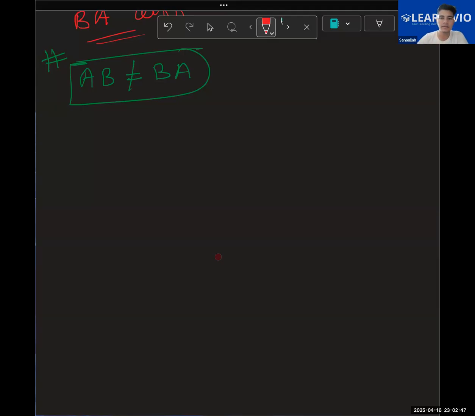See, I told you that AB should not be equal to BA. This is not possible in matrices. No, I can't say it is not possible. For some types of cases, this can be possible. But in normal multiplication, we can't write AB equal to BA. And how can we prove this?